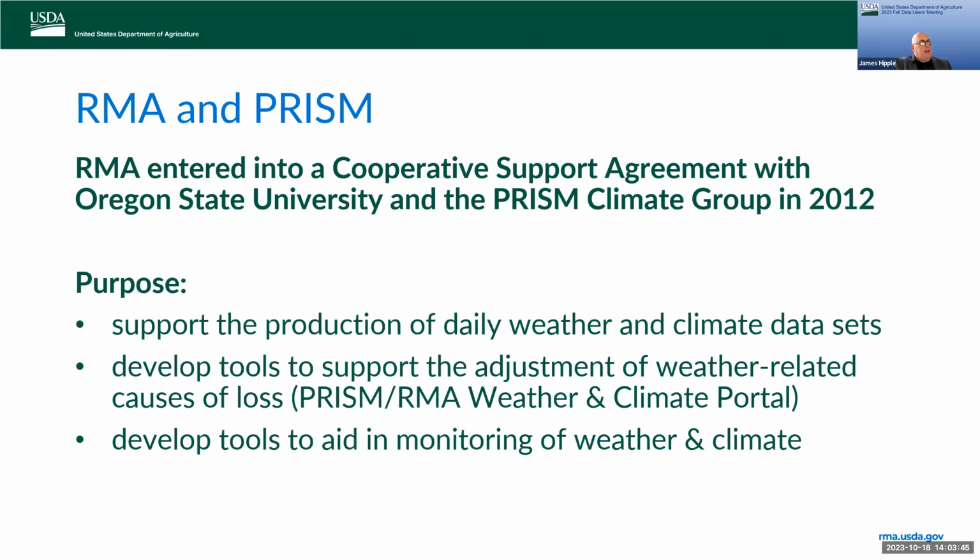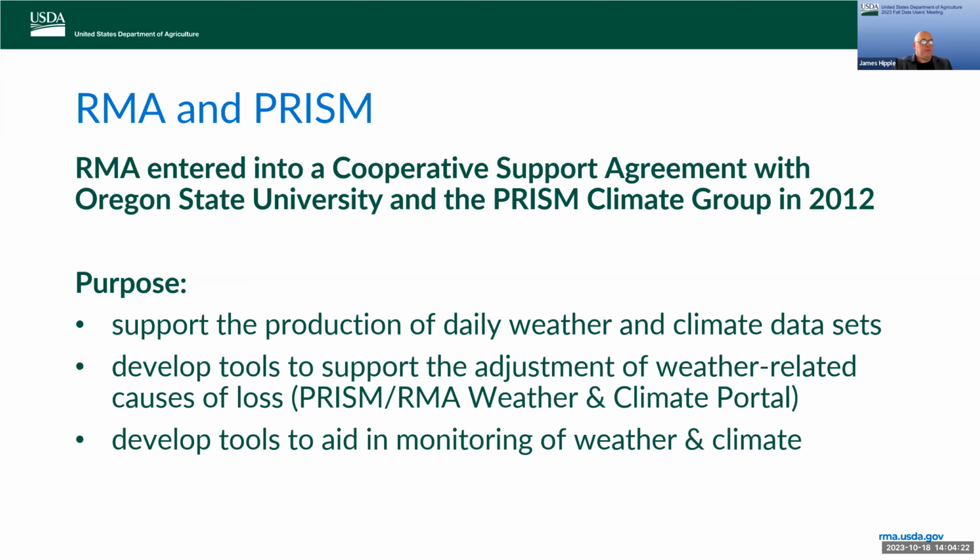RMA and PRISM have had a cooperative support agreement supporting the development of this PRISM data set since approximately 2012. Prior to that, it was work that was done with Natural Resource Conservation Service, and in 2012, RMA took over that agreement in terms of supporting the core data sets, which are the production of daily weather and climate data sets, and worked on some development of tools to support the adjustment of weather-related causes of loss.